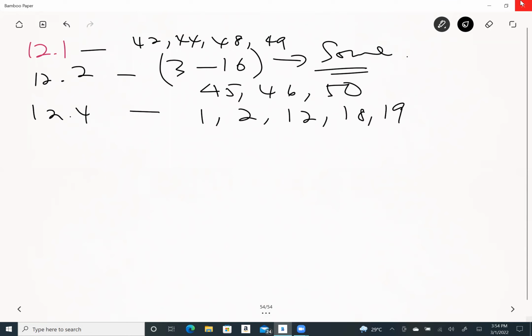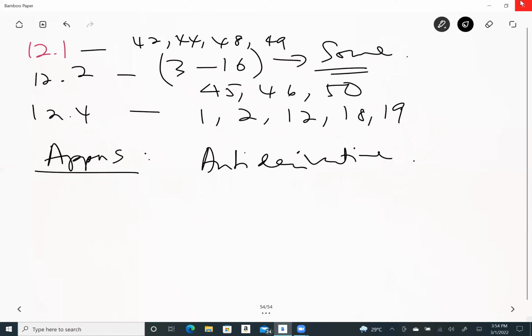Okay, so we're done with the concept. Now what we do, we are going to look at application. Okay, so we're going to look at application that will involve, let's see, 12.1. Okay, so go back to 12.1, and then we will look at 12.2 and then 12.4 application. Now the applications are based on the concept of antiderivative for this chapter number 12. So as you know, what is the antiderivative? You have the function, you know the derivative, you want to find that function, all right?